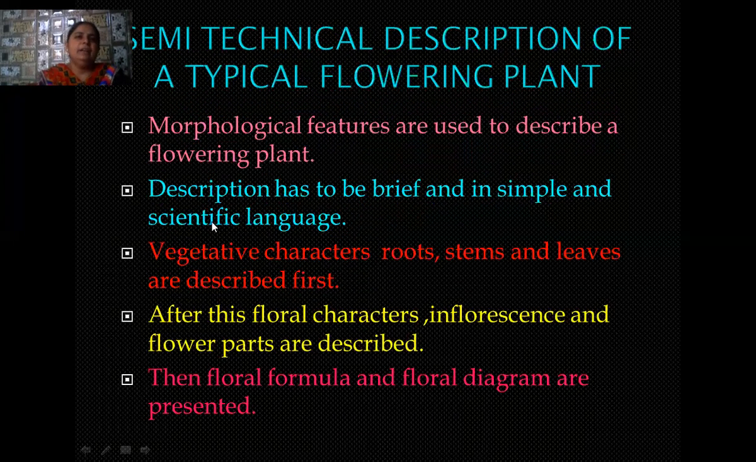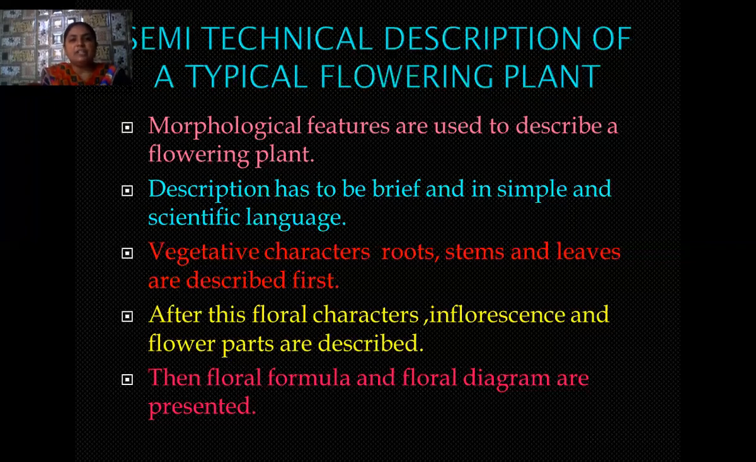Okay, students, now we are starting with an entirely new topic which we have not studied in our previous classes, and that is the semi-technical description of a typical flowering plant. Morphological features are used to describe flowering plants. We generally describe a flowering plant on the basis of its morphological features, that is, what kind of stem it has, root, leaves, what kind of leaves. All right. The description has to be brief. We should not give a very lengthy description. The description should be brief and simple, and in scientific language.